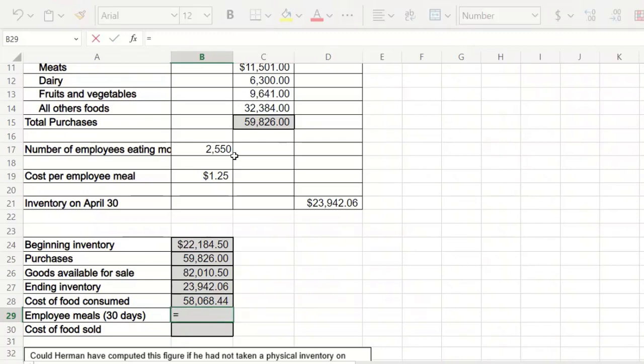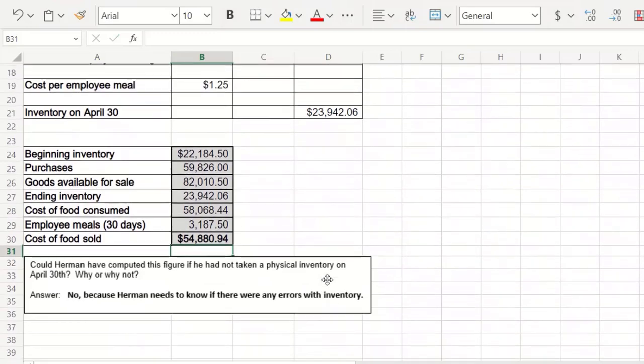All right, so we have $25.50 on employees eating, and we're going to multiply that by the $1.25. That's the cost of meals. All right, so we want to get our cost of food sold, not cost of food that was consumed, which is the $58,000. We didn't sell our employee meals. That's part of our benefits. So we take our cost of food consumed and we subtract out our employee meals. And that's how we're going to get our cost of food sold, okay?